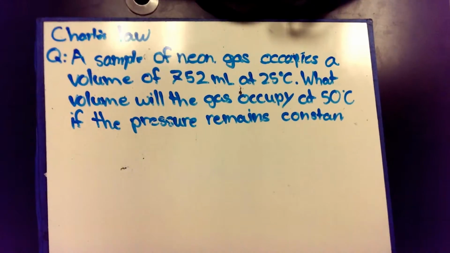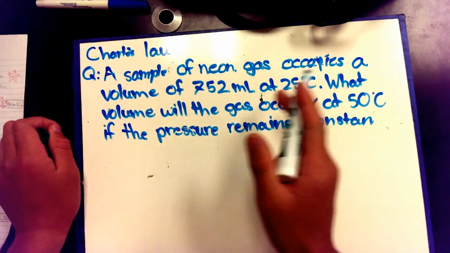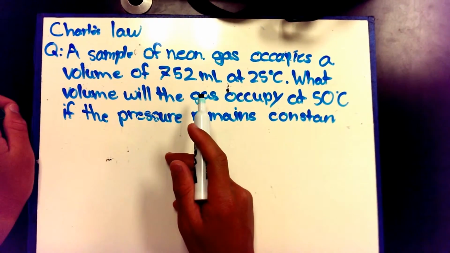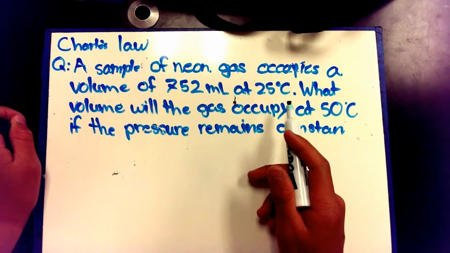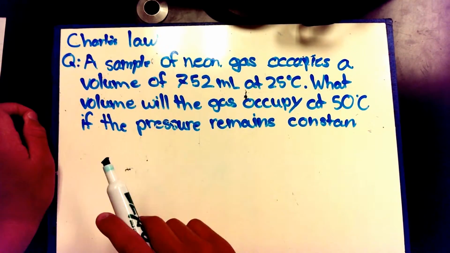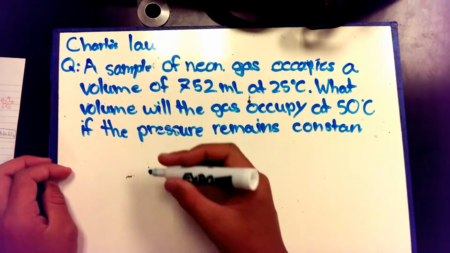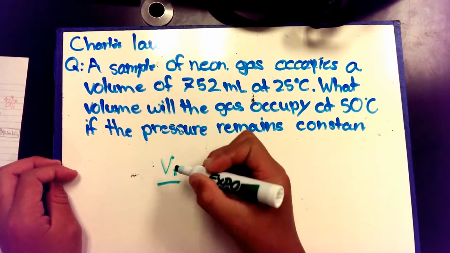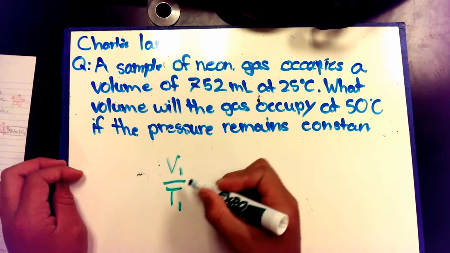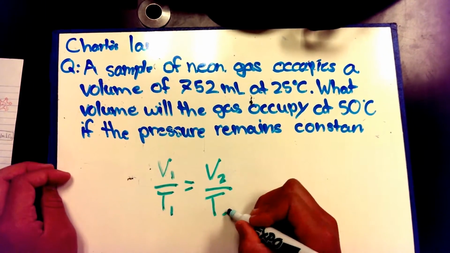The problem for Charles' law is: a sample of neon gas occupies a volume of 752 milliliters at 25 degrees Celsius. What volume will the gas occupy at 50 degrees Celsius if the pressure remains constant? So the equation for this problem is V1 over T1 equals V2 over T2.